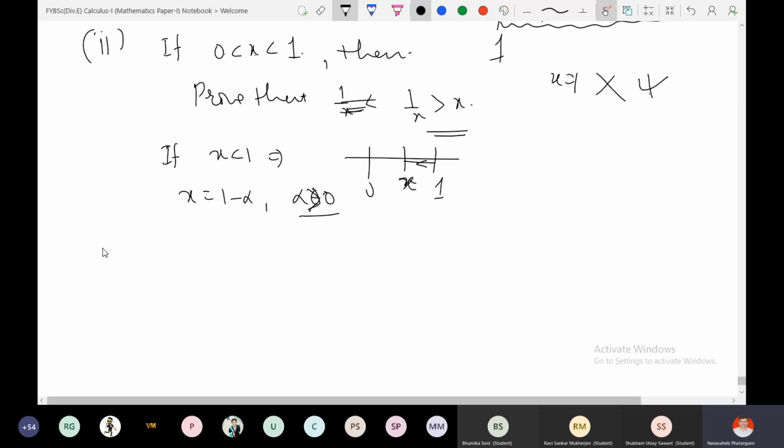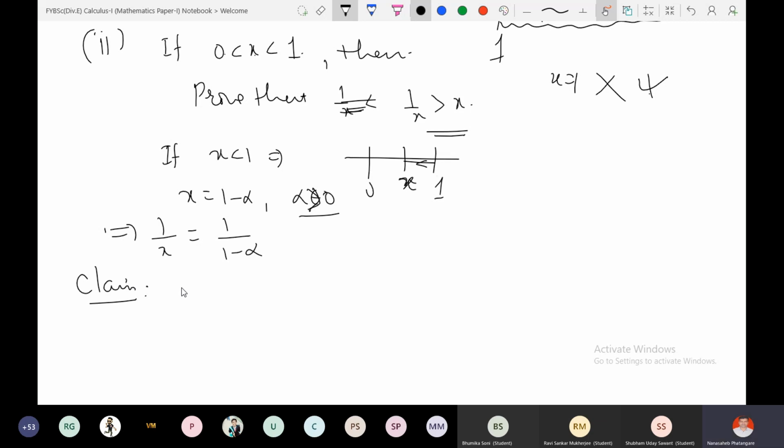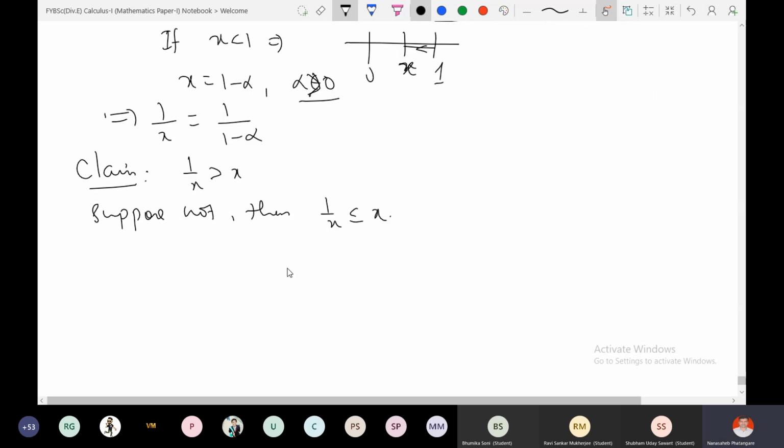So what is our claim? Then what is 1 upon x? 1 upon x is 1 upon 1 minus alpha. This is 1 by x. So what is our claim? We claim that 1 by x is greater than x. Suppose not, then 1 upon x is less than or equal to x, right? If not greater, then less or equal, then 1 upon 1 minus alpha is less than or equal to 1 minus alpha.